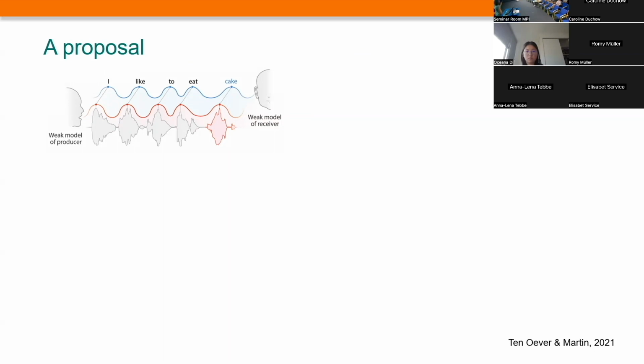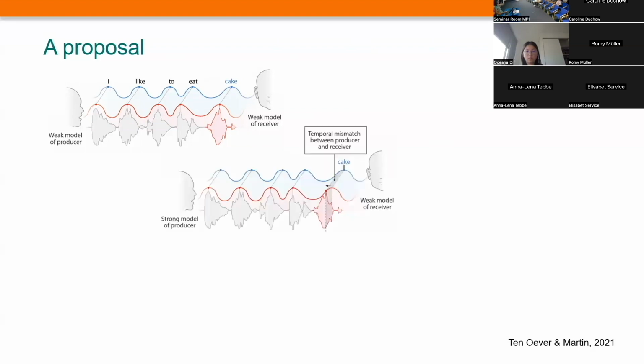If a person that's receiving the speech has the same model, that might be perfectly fine, right? It can just track the speech asynchronously using the oscillations. But what if the producer suddenly has a very strong model? Maybe then it will produce the word cake earlier, right? Because as I said before, if something is predictable, you will utter it earlier.